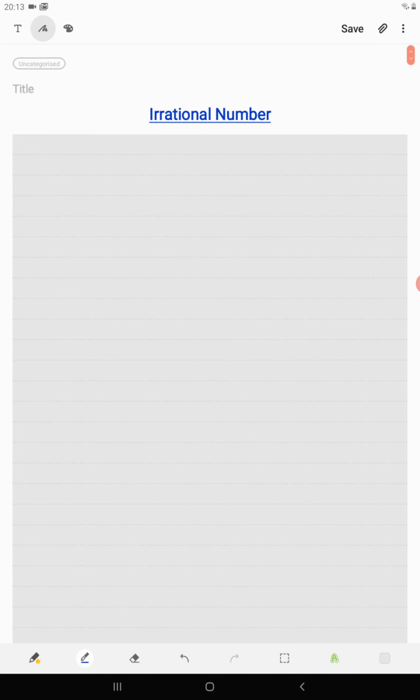Okay, so let's start doing the exercise. Exercise 1.3. The first question is: prove that root 5 is irrational. We know it's irrational, but we need to prove that root 5 is irrational.